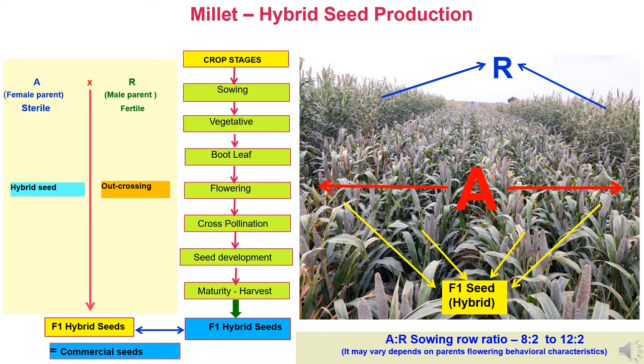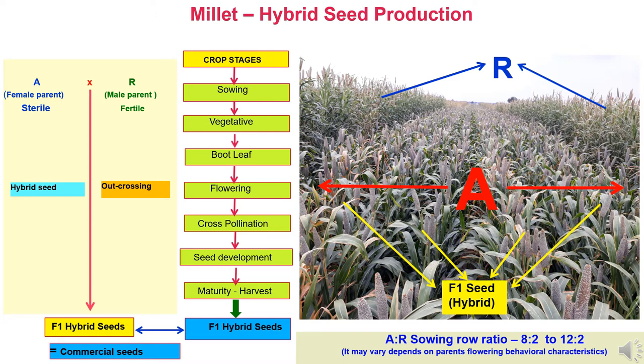Here we have shown the hybrid seed production of millet. Here also R line and A lines are used. And the female to male row ratio is generally followed from 8:2 to 12:2, depending upon the floral behavior of parents. Female parent is sterile and male is fertile. And the outcrossing, cross pollination, takes place through wind movement.